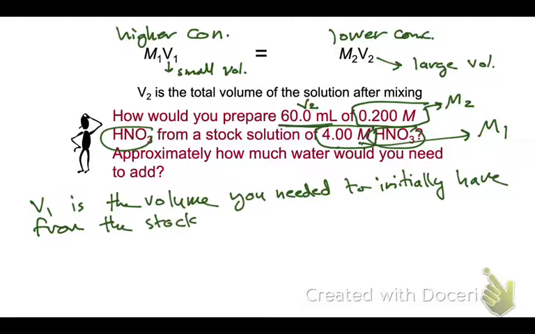So now we go M1V1 equals M2V2. Clearly we are solving for V1.